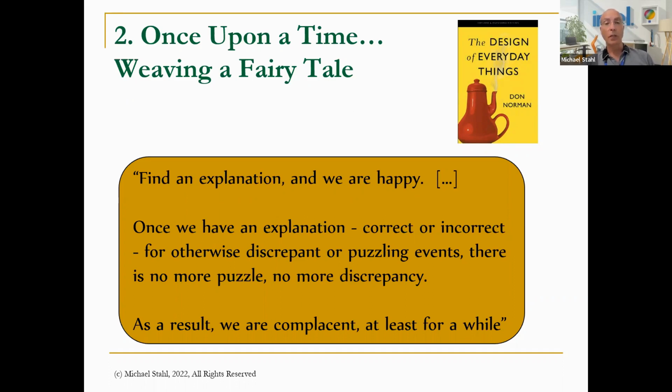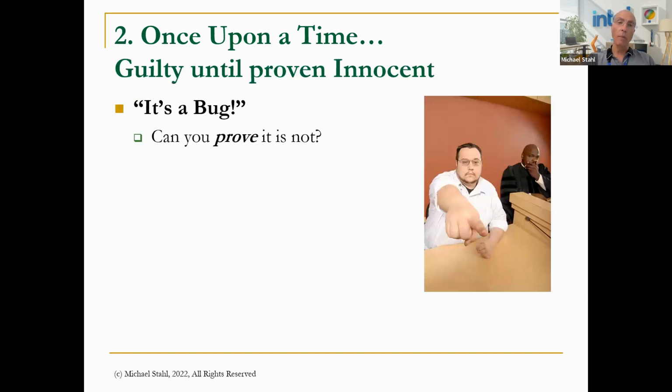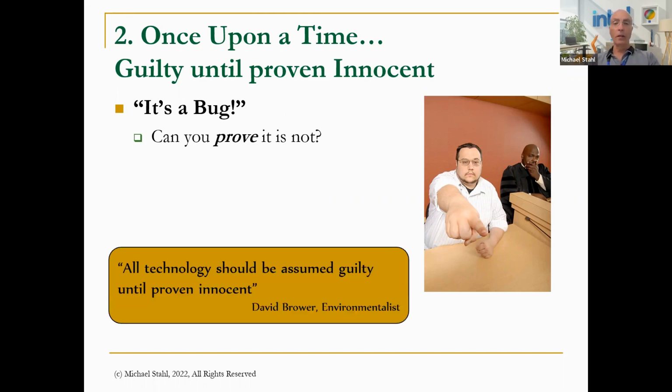Find an explanation and we are happy. Once we have an explanation, correct or incorrect, for an otherwise discrepant or puzzling event, there is no more puzzle, no more discrepancy, we are happy. As a result, we are complacent, at least for a while. So as testers, we need to be aware of this. If something strange happens, we need to teach ourselves that the initial attitude should be, it's a bug. Now let's prove it's not a bug, and not the other way around of trying to explain away a strange situation. All technology should be assumed guilty until proven innocent.